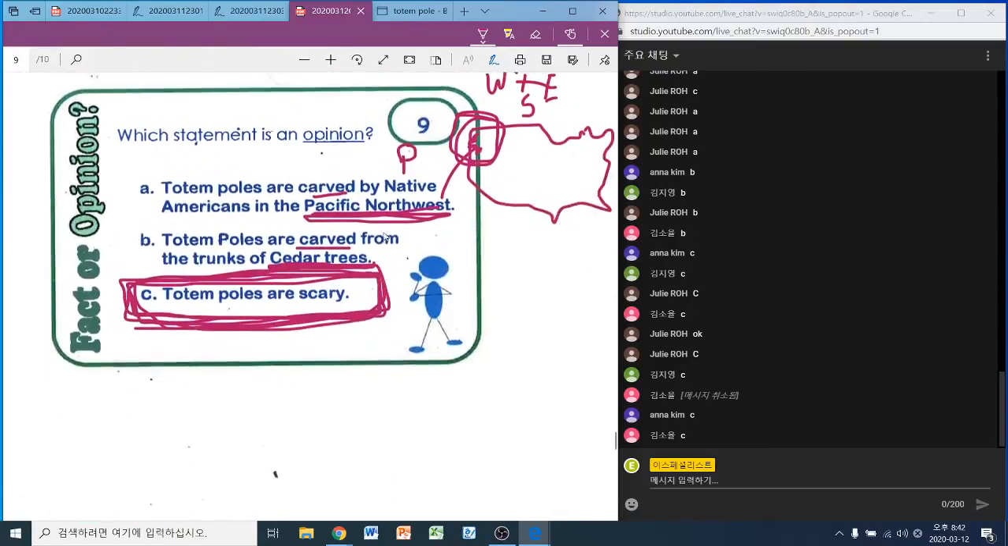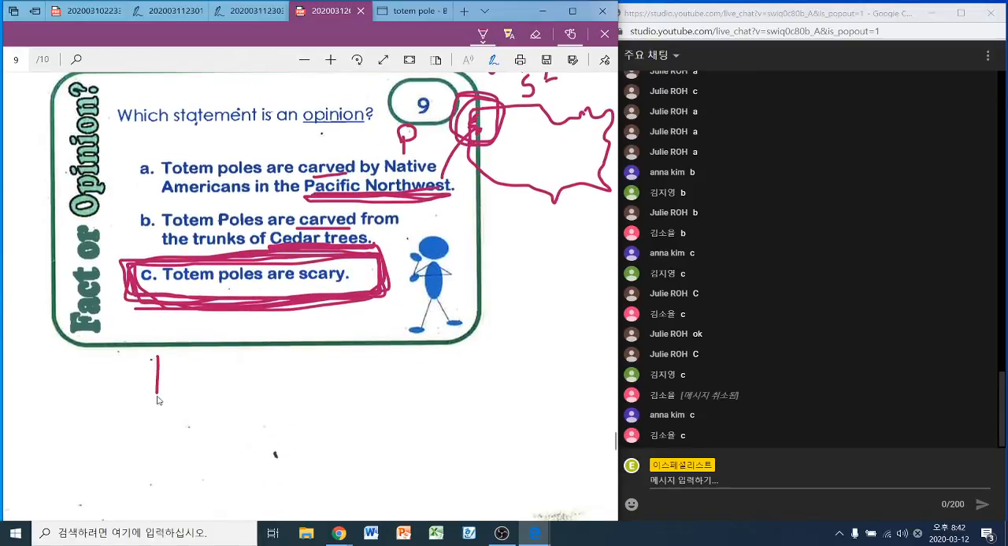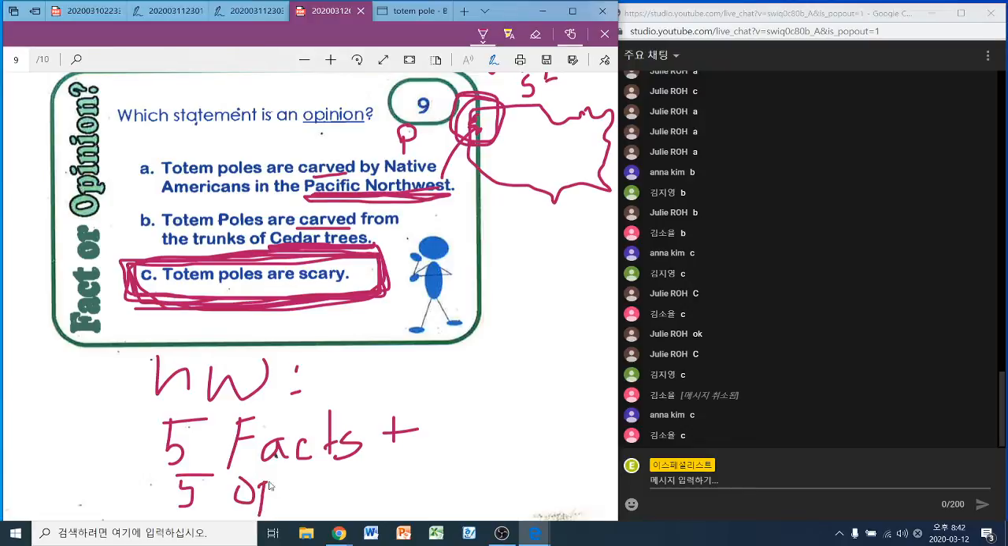All right, that's it. Homework. Your homework is to write 5 facts and 5 opinions, okay, about anything. I want fun ones, opinions, okay? Just write them and come up with some facts and opinions, okay?